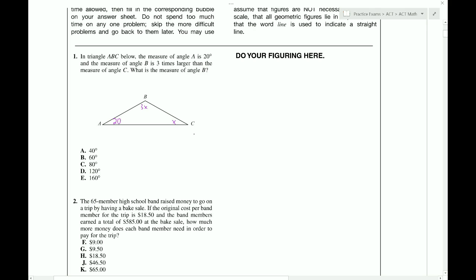Alright, so we can add these three together and set them equal to 180. So 3x and x is 4x. Subtract 20 from both sides, and we get 4x equals 160. Divide by 4, x equals 40.